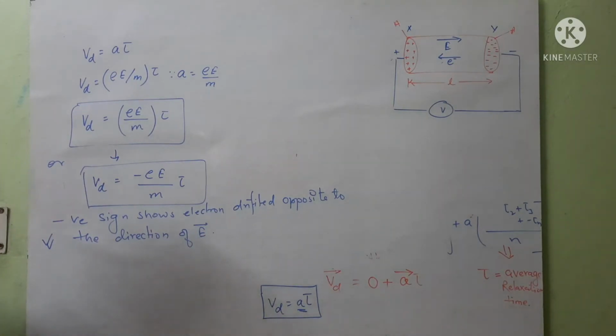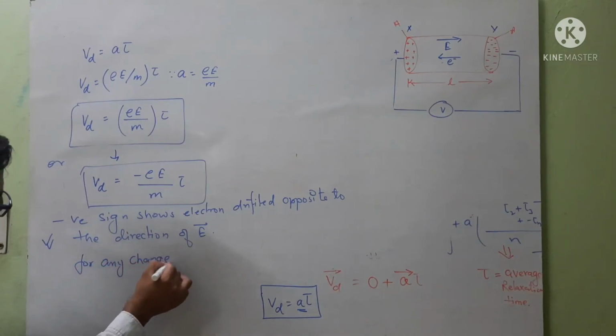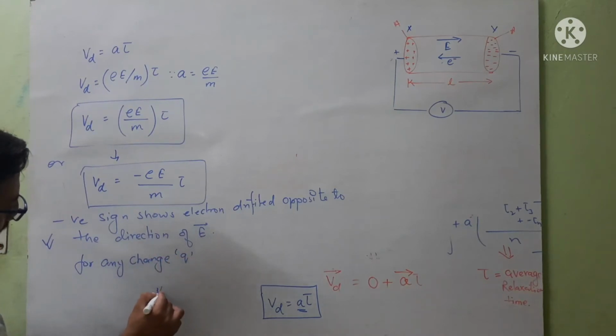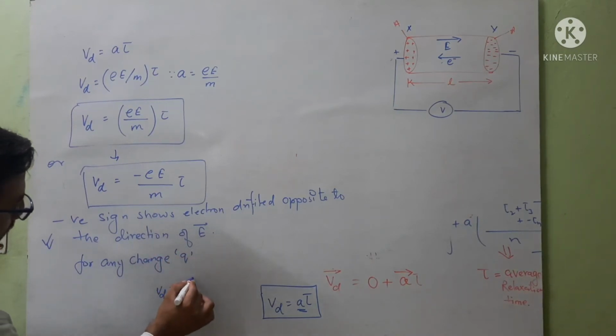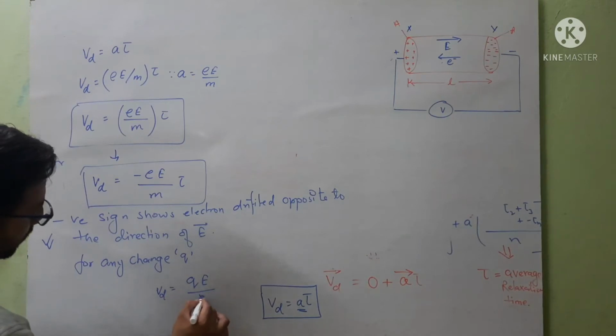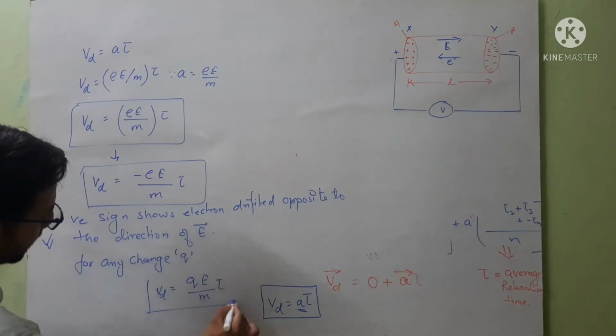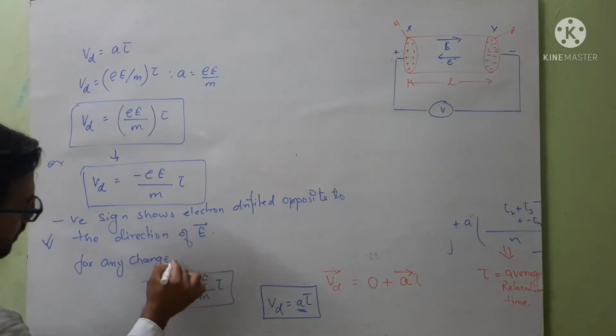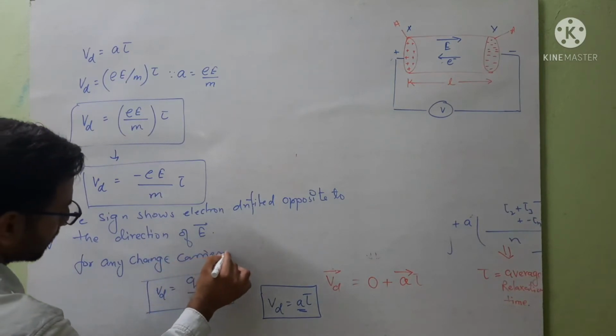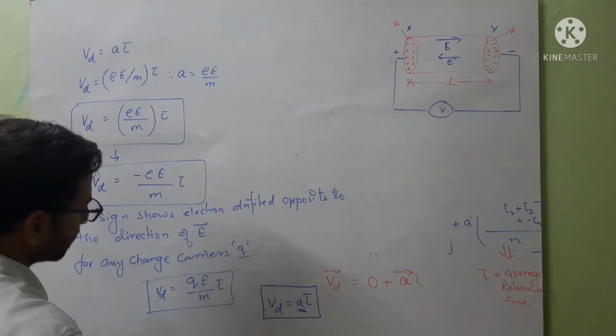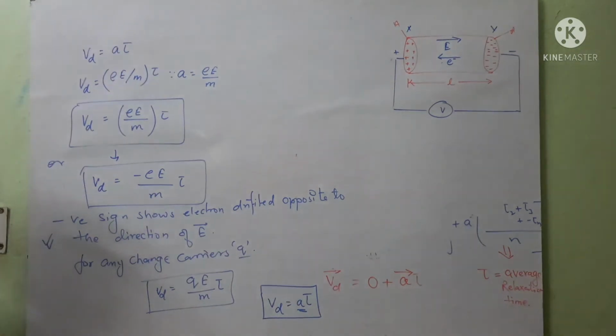If we are writing here the drift velocity for any charge, suppose for any charge q, we will write here Vd is equal to qE over m of tau, meaning that for any charge carrier, supposed to be q, we will use this formula like this. Got it, student? So this is the formula which is in front of you.